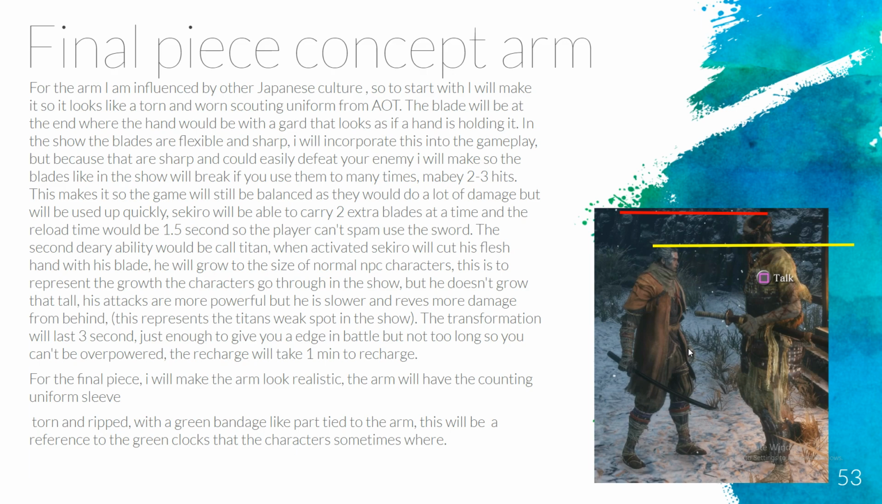For the final piece, I originally thought of making the arm look realistic, with the scouting uniform sleeve torn and ripped, and a green bandage-like part tied to the arm. This should be a reference to the green cloak the characters wear, but eventually my idea sort of expanded a bit differently from this.